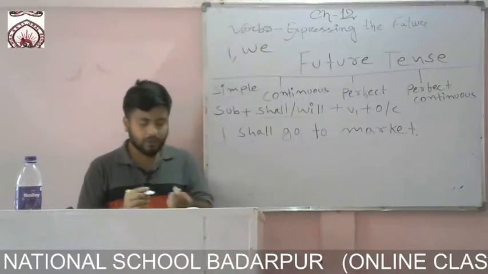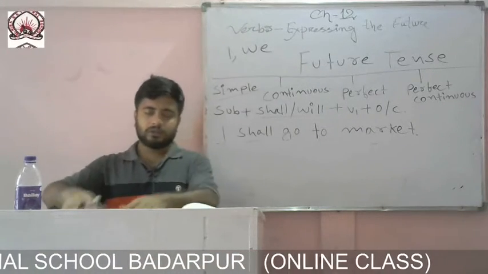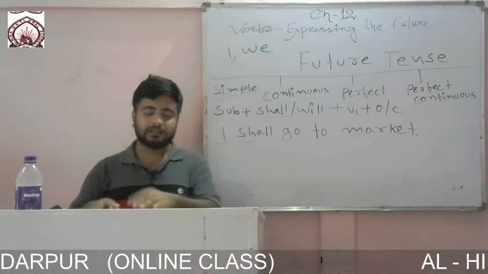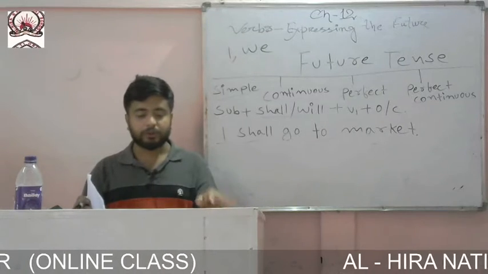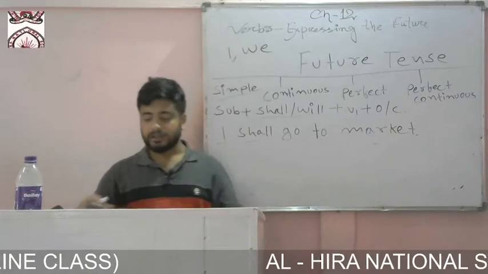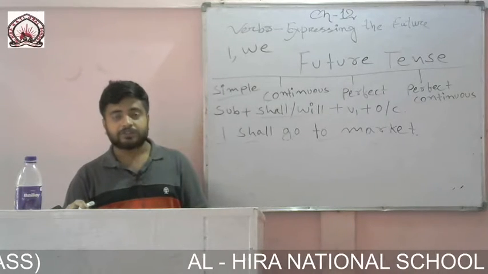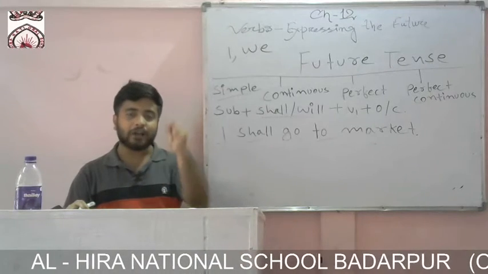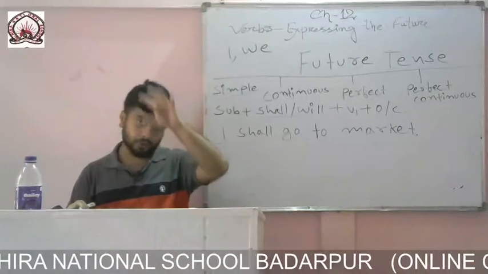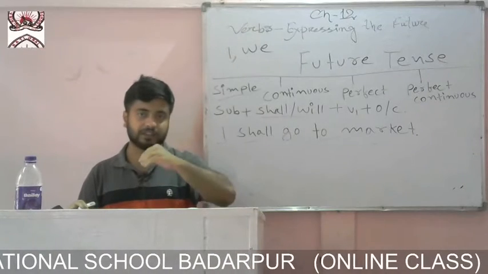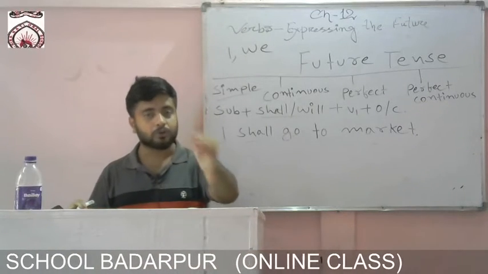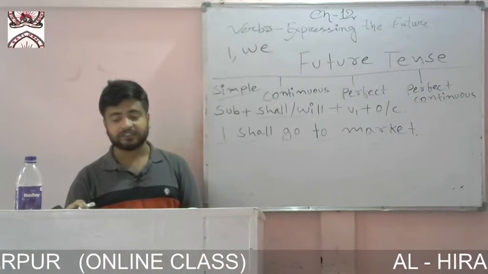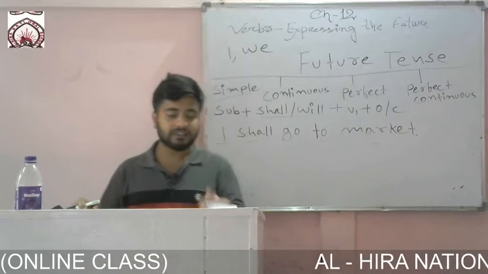Now, with I, we can also use will. But when to use it? We use it if we are going to do something with certainty, that I will do that work. It is sure that tomorrow I will do that work. If you say something with certainty, then we can use will.